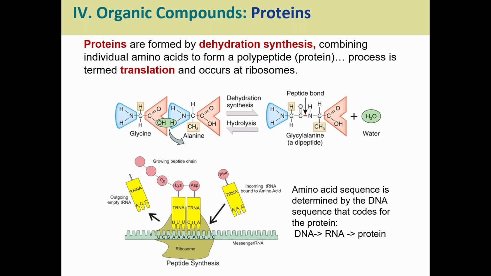Now, the process of making these proteins, of how we link these together, is called translation. It occurs at the ribosomes. So the ribosomes are like the machinery that allow for us to do this connecting process. We're not going to get into the details of translation here because that's just not for this chapter right now.